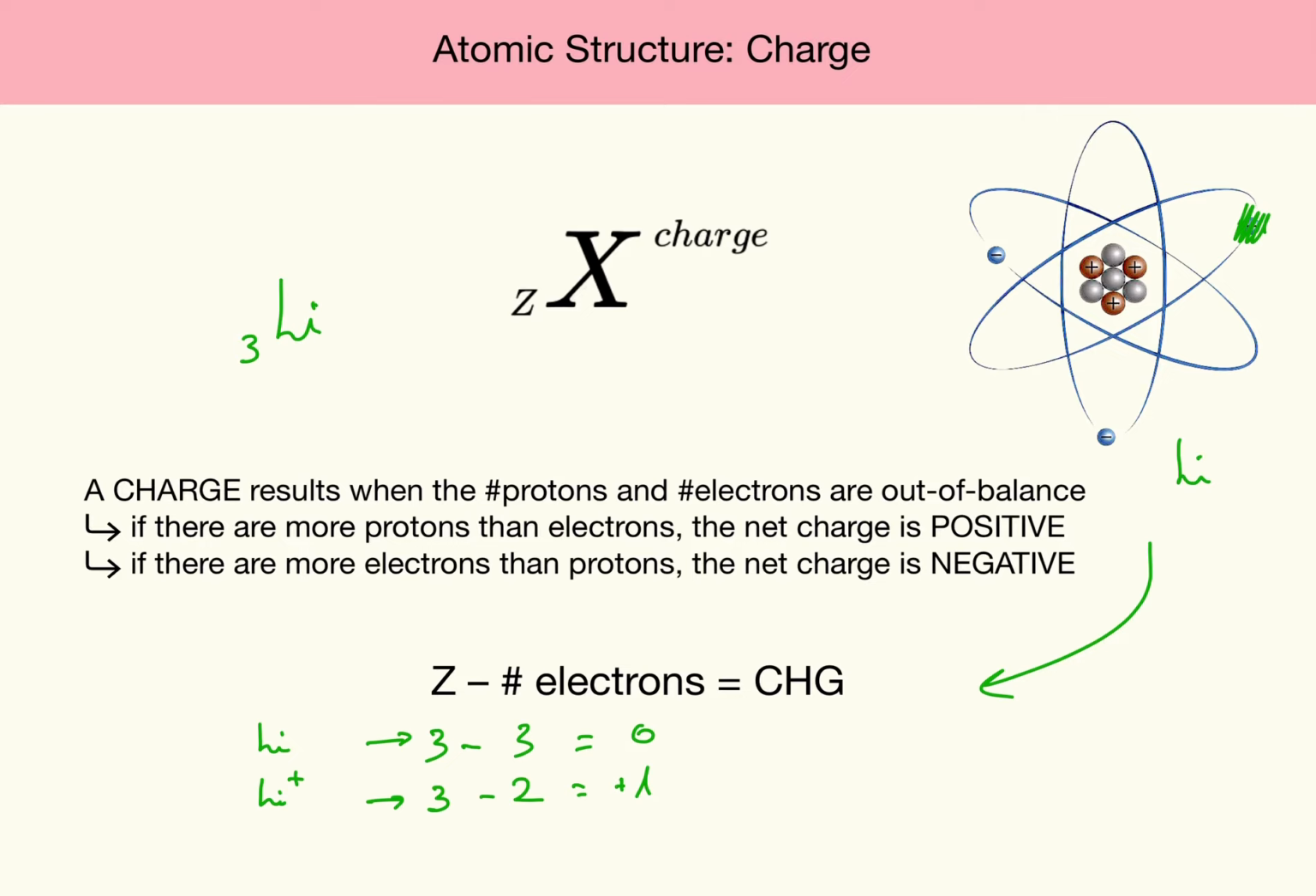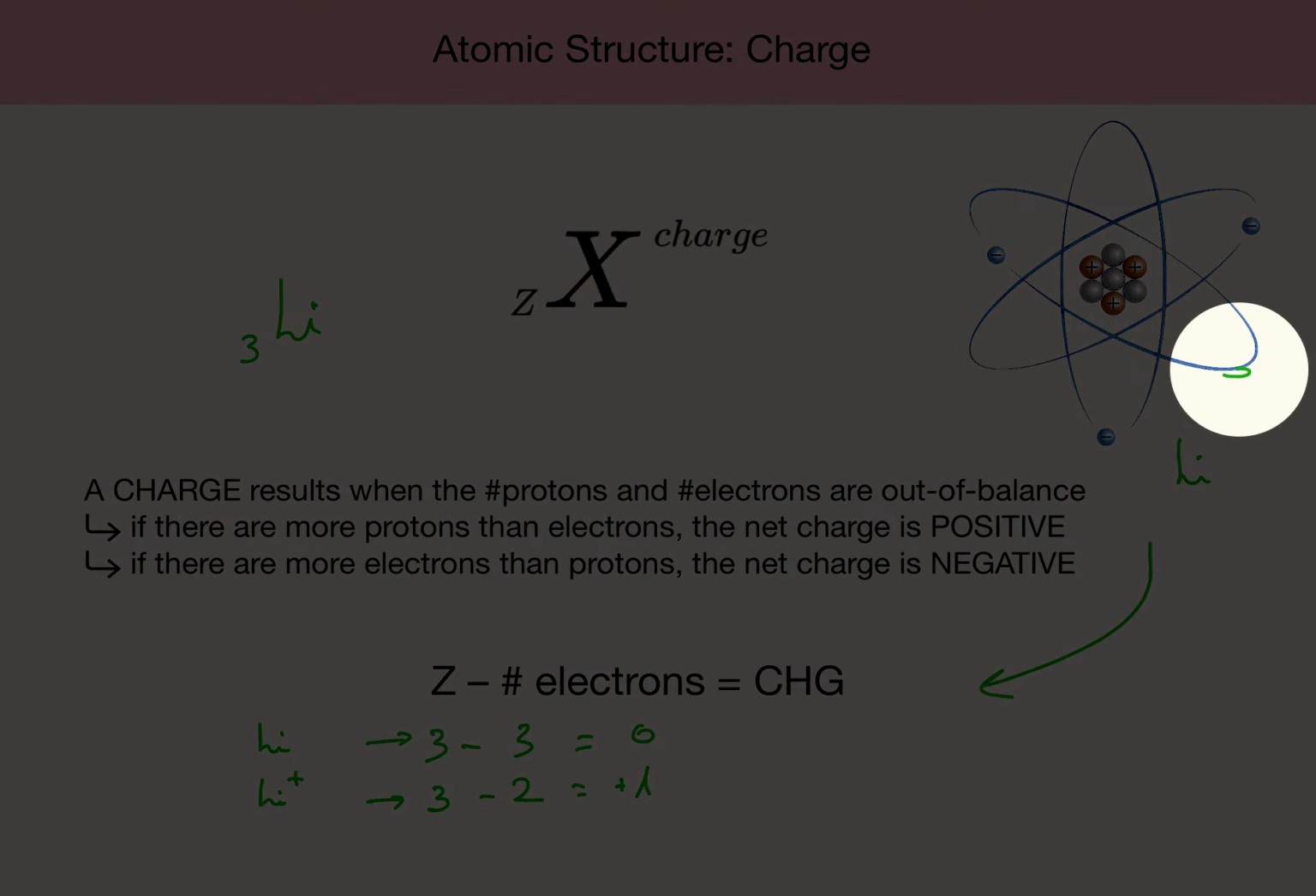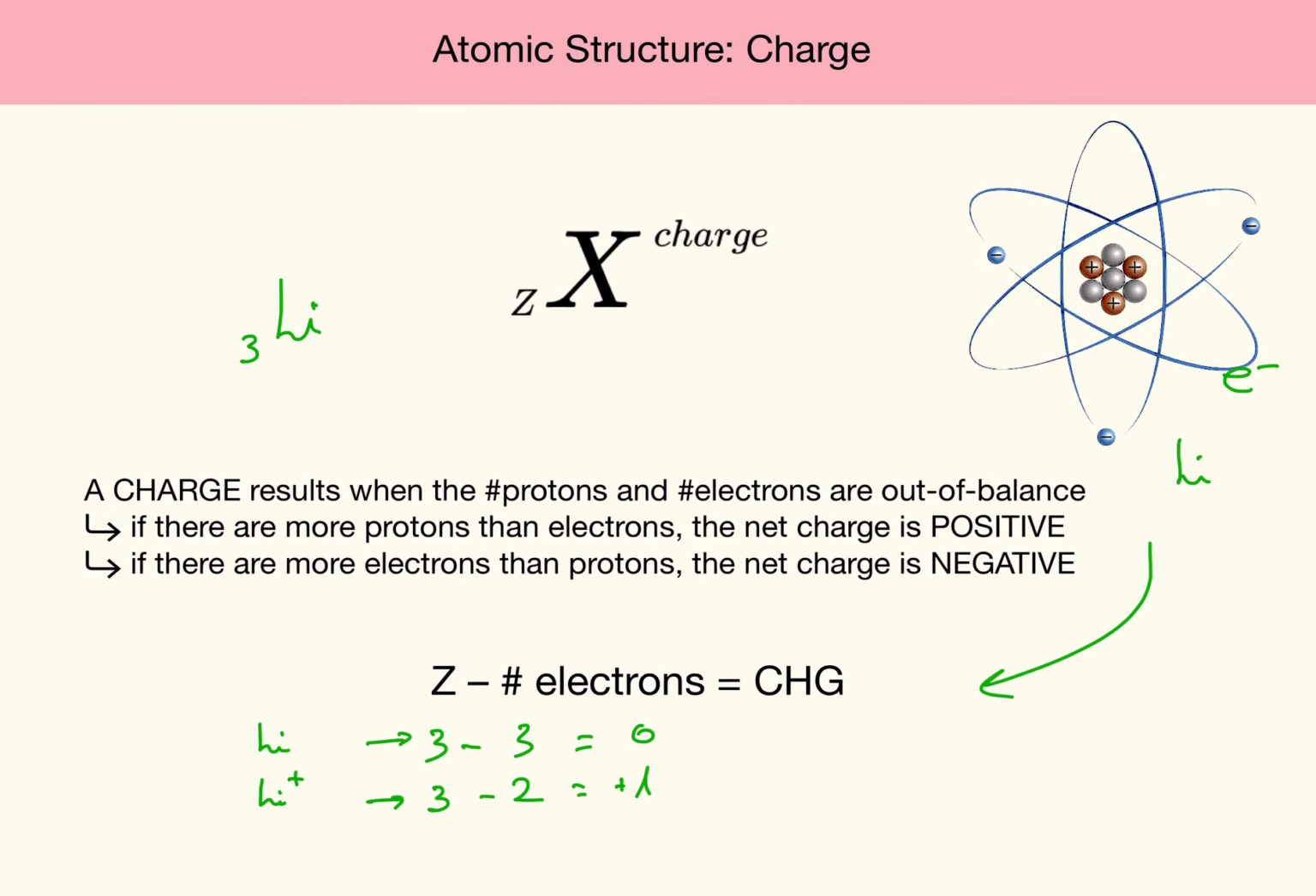Let's look at one more scenario. Let's say instead of losing an electron, it actually gained an electron. What would our new atom look like then? Well, we don't change the number of protons, so it still has 3 positive charges. But now it has 4 negative charges for a total charge of -1. And we would denote this Li minus. So there we have neutral atoms and atoms with charges.